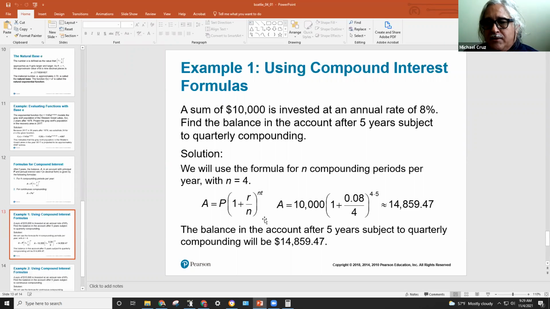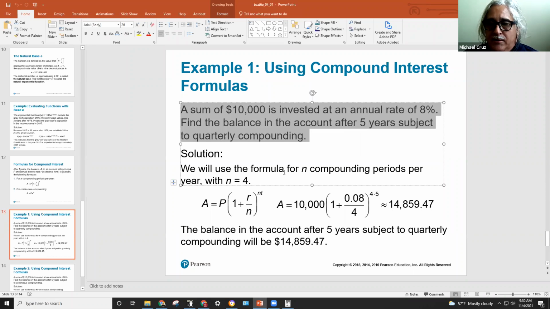All right, so let's just say a sum of $10,000 is invested at an annual rate of 8%. Now remember, you can't just throw an 8 in there because 8% means 0.08. And it asks us to find the balance in the account after 5 years with quarterly compounding, and quarterly just means 4 times, so n is equal to 4 there.